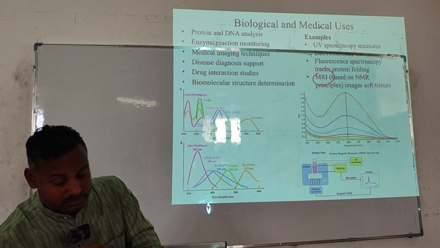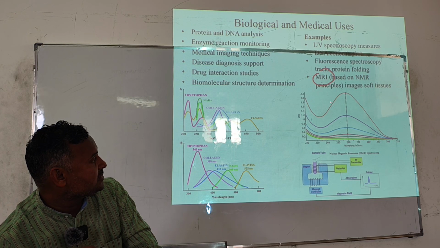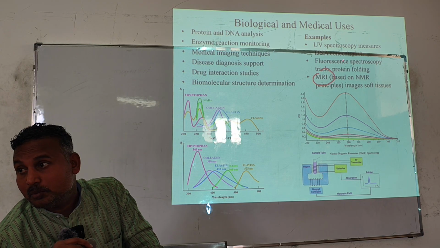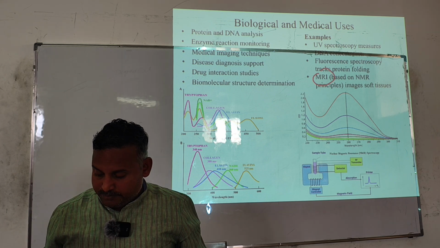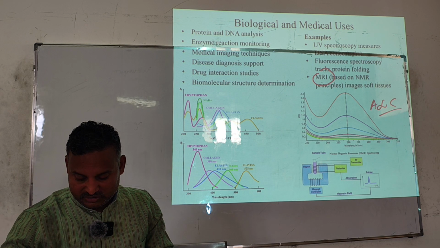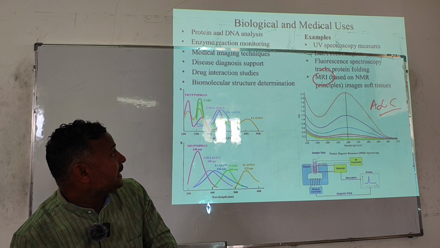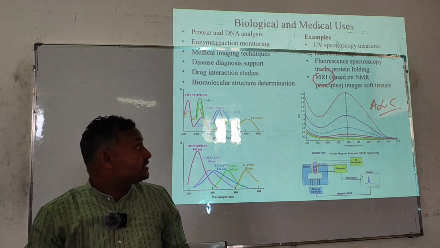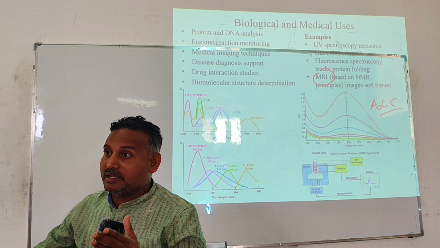So for example, UV visible spectroscopy measures DNA concentration. You can see concentration: as the concentration increases, the peak intensity increases. That means more absorbance. More concentration, more absorbance. According to Beer-Lambert's law, absorbance is directly proportional to concentration. And fluorescence spectroscopy tracks protein folding. Fluorescence spectroscopy is not all of fluorescence. There is fluorescence spectroscopy, but of course it is not present in your curriculum content.